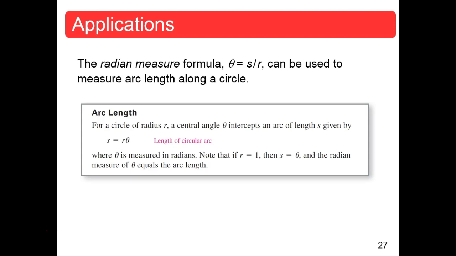Note that if R is equal to 1, the radius of 1, then your arc length is going to be theta. Now, it sounds weird because you think of arc length as being a length, but it's the same unit as whatever that 1 was: inches, miles, meters, whatever. Then S would be whatever number of radians that was, that many inches or meters or miles. The radian measure of theta equals the length of the arc.